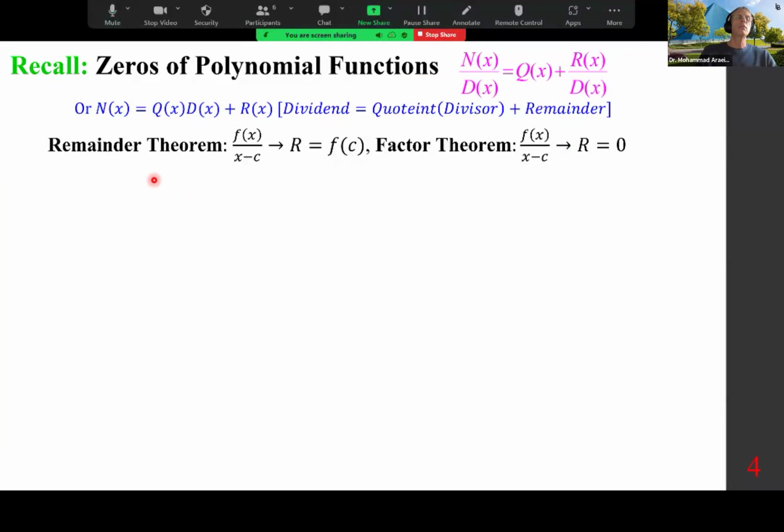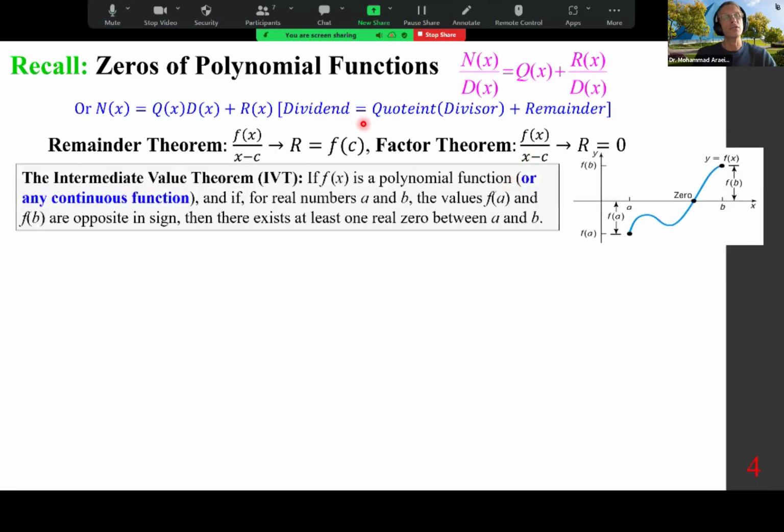The remainder theorem indicates that if we are dividing f of x by x minus c, the remainder is simply the function evaluated at c, f of c. The factor theorem says that when you evaluate it, if the remainder is 0, then x minus c is a factor of the function f of x.